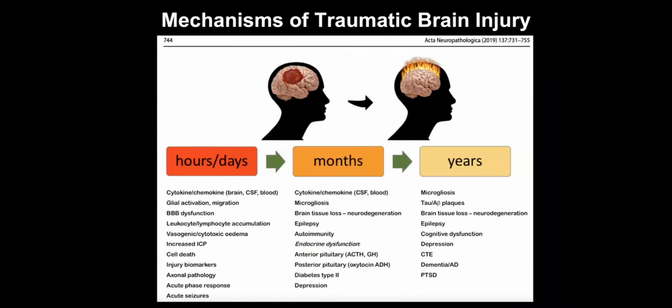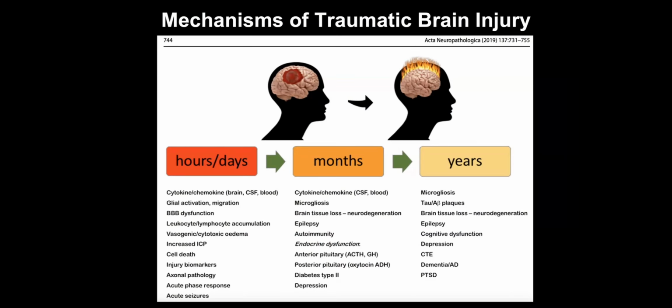And the mechanisms of traumatic brain injury that play out on a cellular level can play out immediately following the traumatic event and then can progress from hours to days, months, and then years. When there's a jarring force or a direct impact that causes injury to the brain, we can see elevations of inflammatory cytokines, immune activation of glial cells, which are support cells in the brain. We can see differences in leukocyte and lymphocyte accumulation.